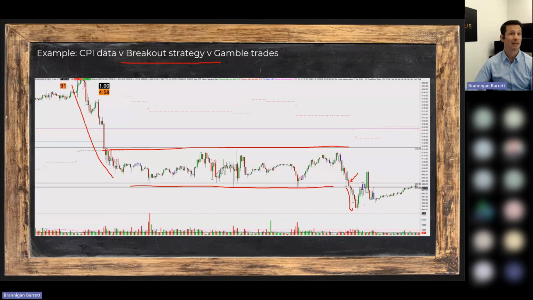That was a structured B play. It's something we understand. We know where the stop is. We know what to expect in terms of characteristics. We know what we want to see in terms of volume. So we understand the play. And because of that, we want to allocate 25% of our risk to that trade.